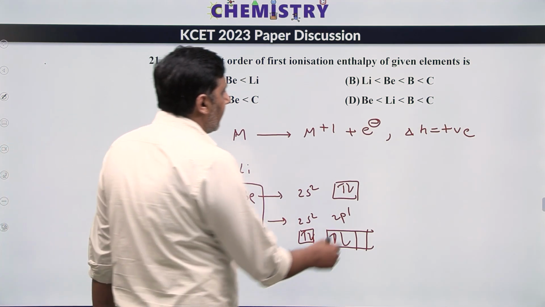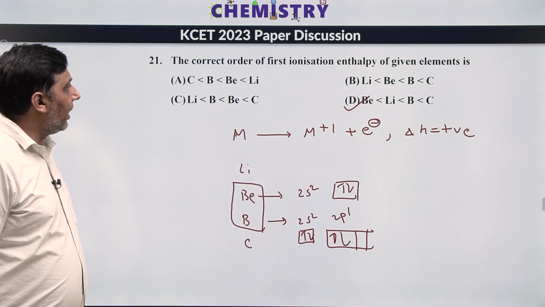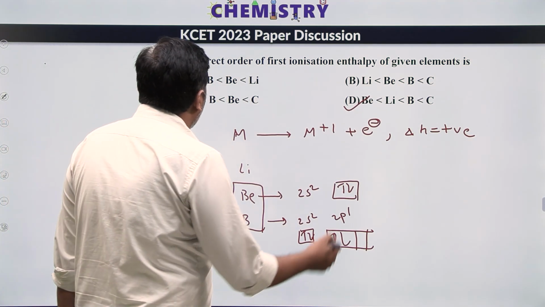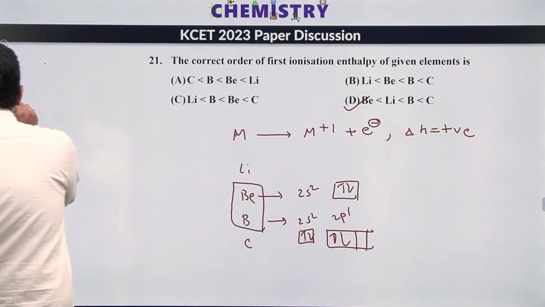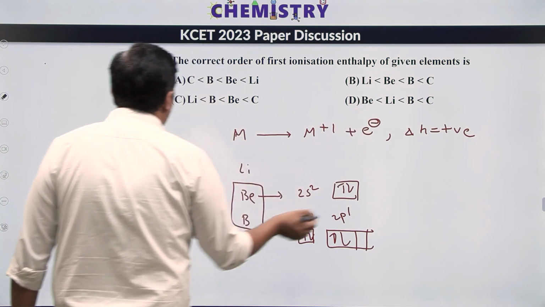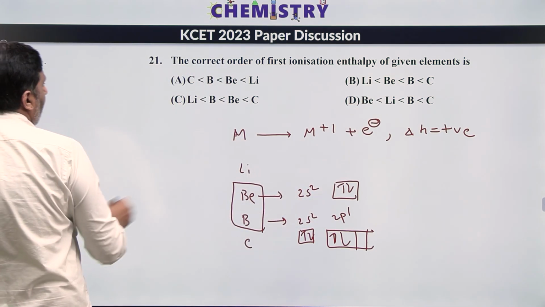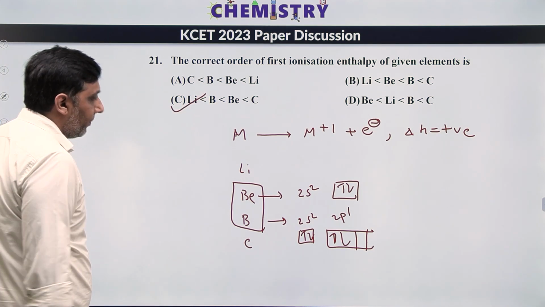So now the answer is going to be this one, right? Sorry, not this one. So this is going to be the wrong answer. So the correct answer is going to be this one. Lithium will have the lowest value and carbon will have the highest value, right?